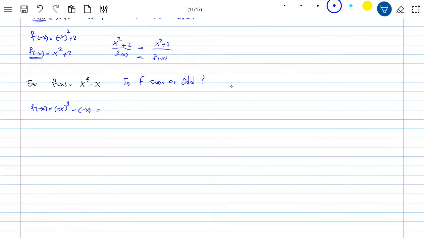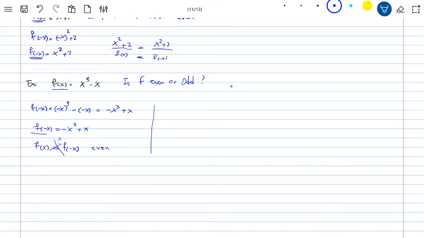If you simplify it, you'll get negative x multiplied by itself 3 times. It's the same as negative x cubed. And minus negative x becomes plus x. Okay. Now, f of negative x simplified to negative x cubed plus x. Now you should ask yourself this question. Is f of x equal to f of negative x? Because if this happens, then I have an even function. Is this one equal to the original function? By comparing, you'll see that the answer is no. This is not true. So it's not an even function.